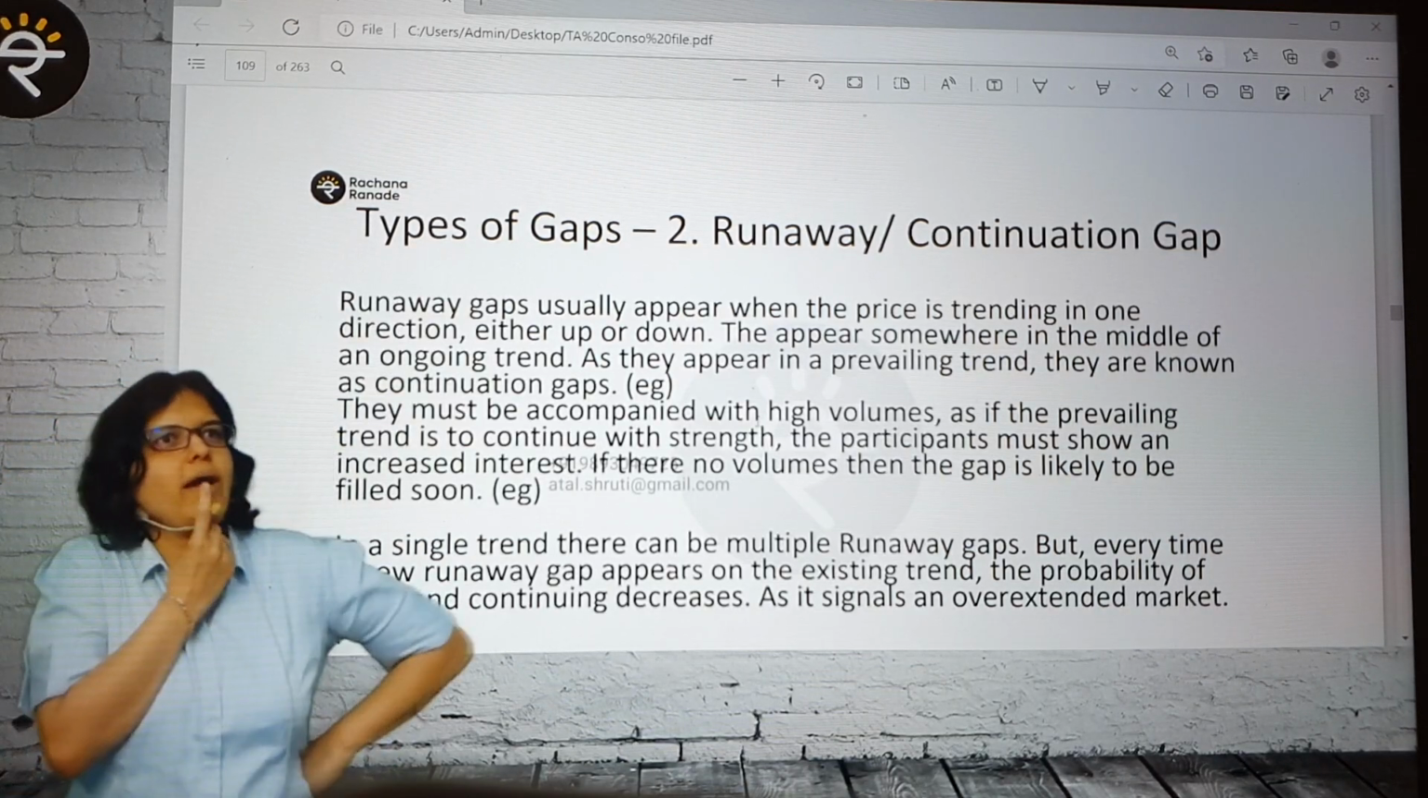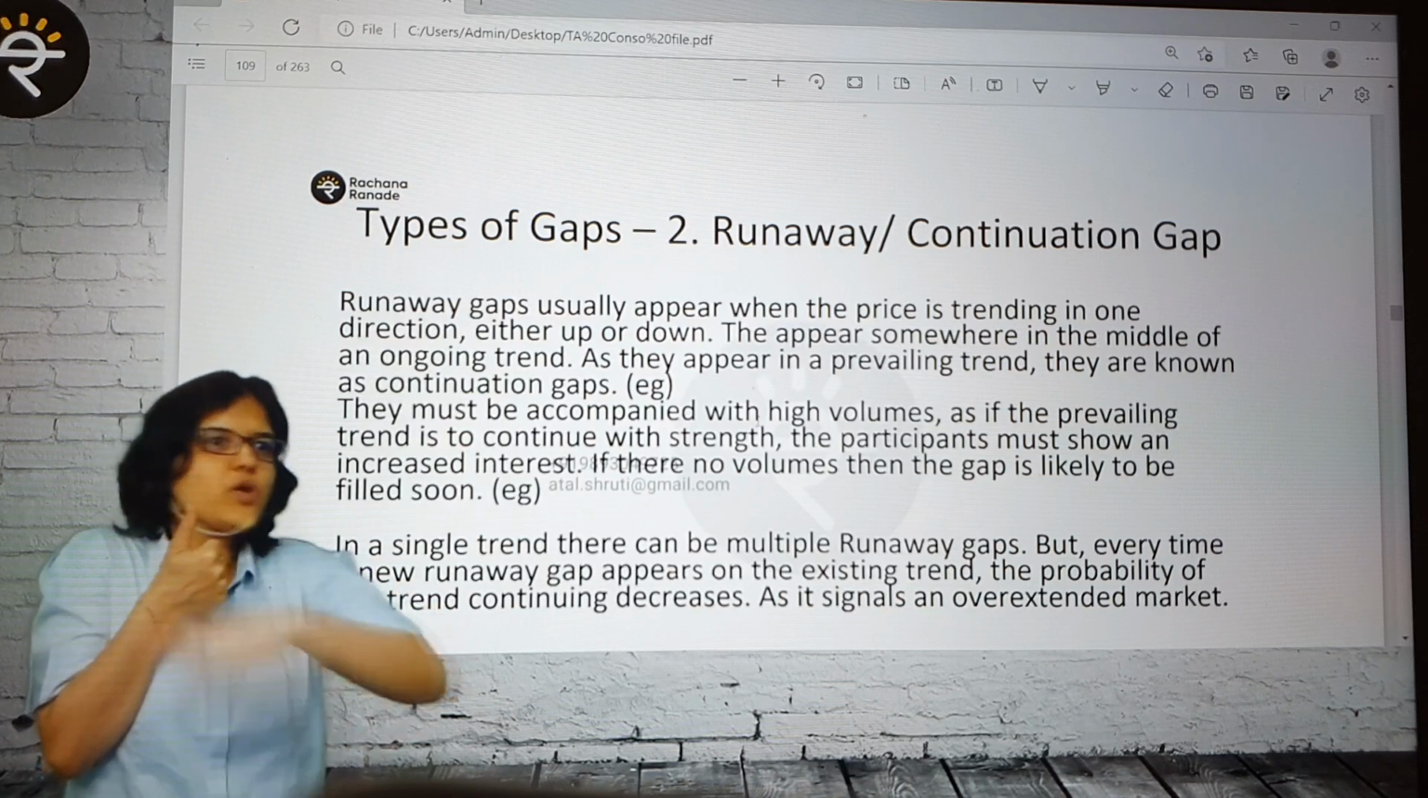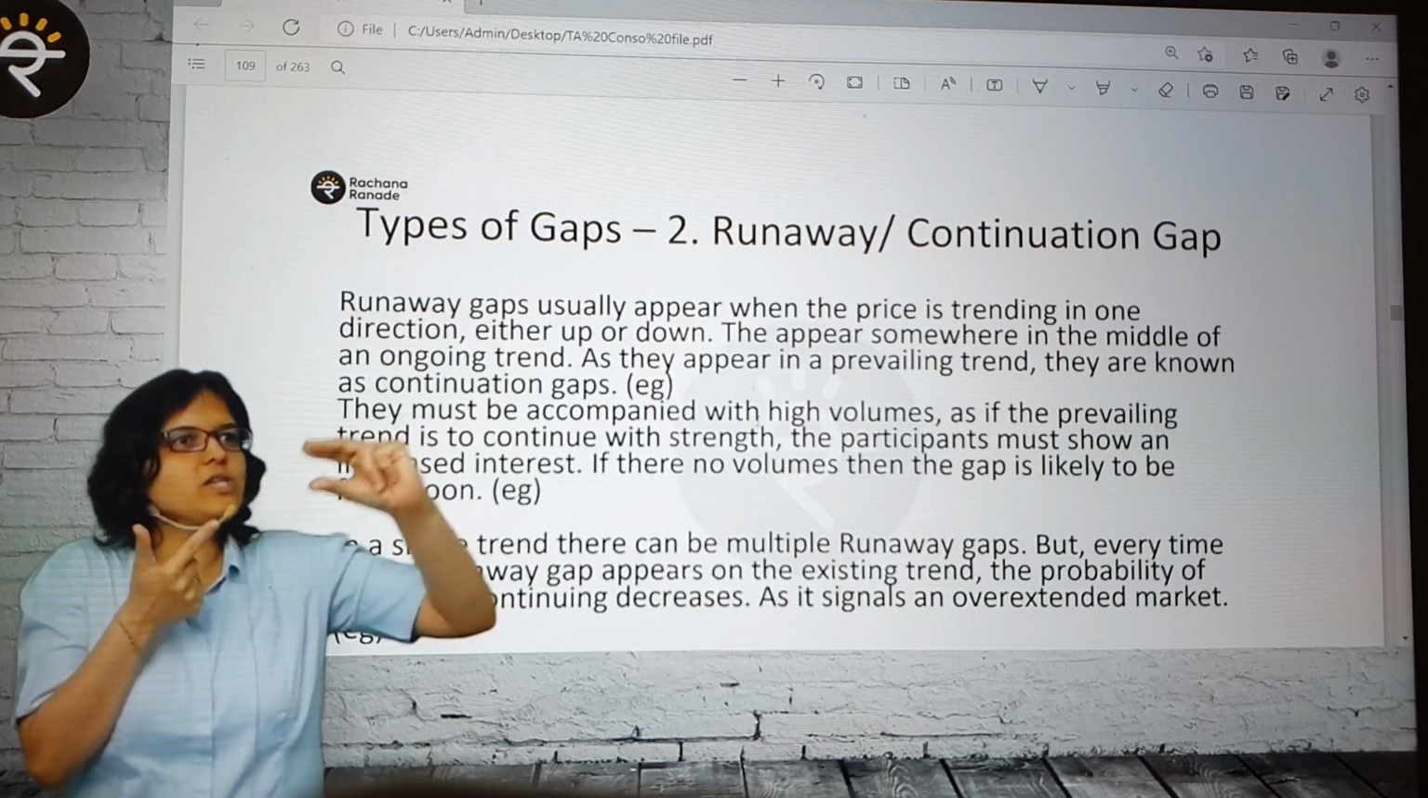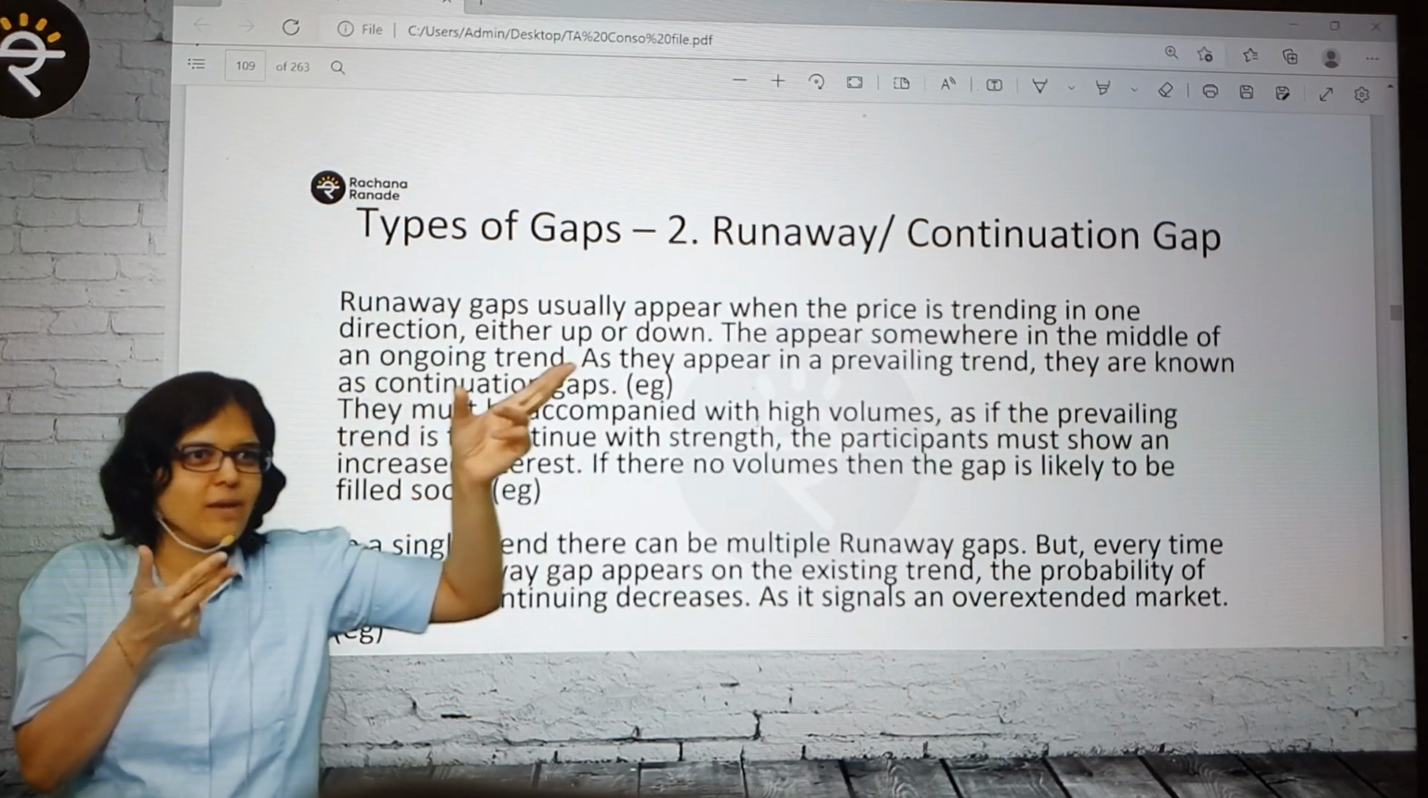The only big question is, how do I identify it? I can easily identify a breakaway gap. Why? It is going to come at a resistance. Easily, I can understand it. A continuation gap is in the same trend. Agreed. But how do I understand whether it's an exhaustion gap or not?